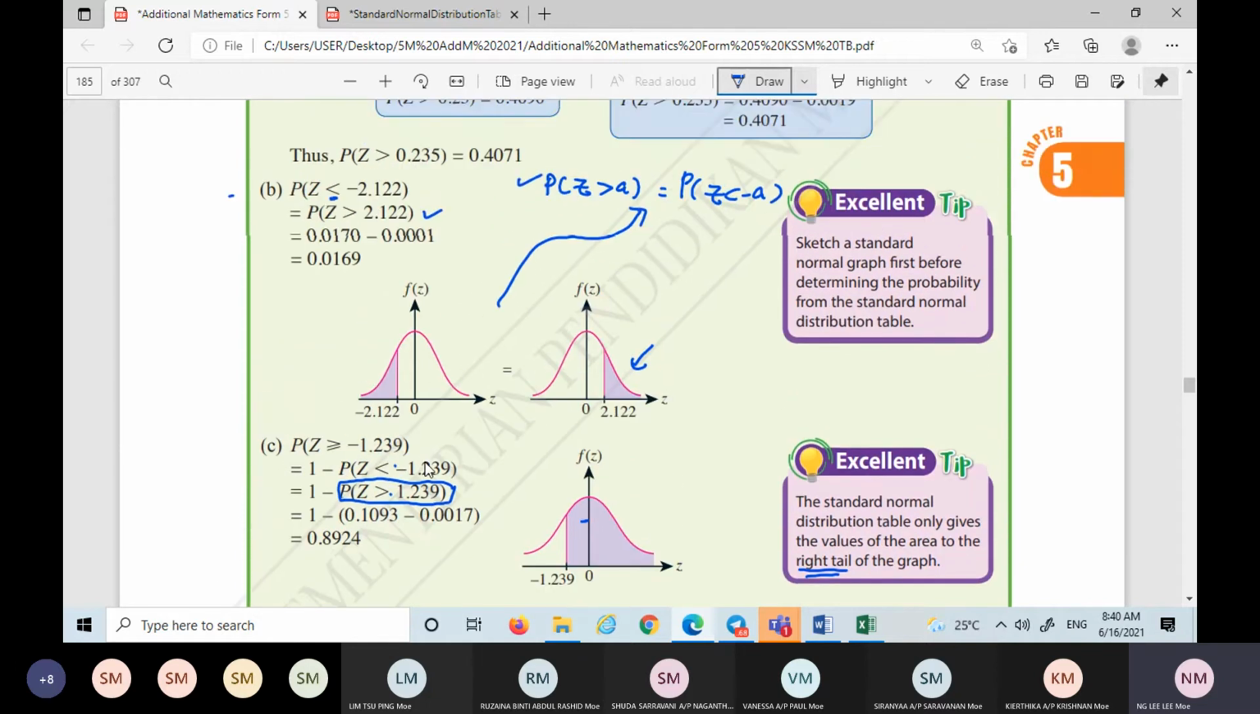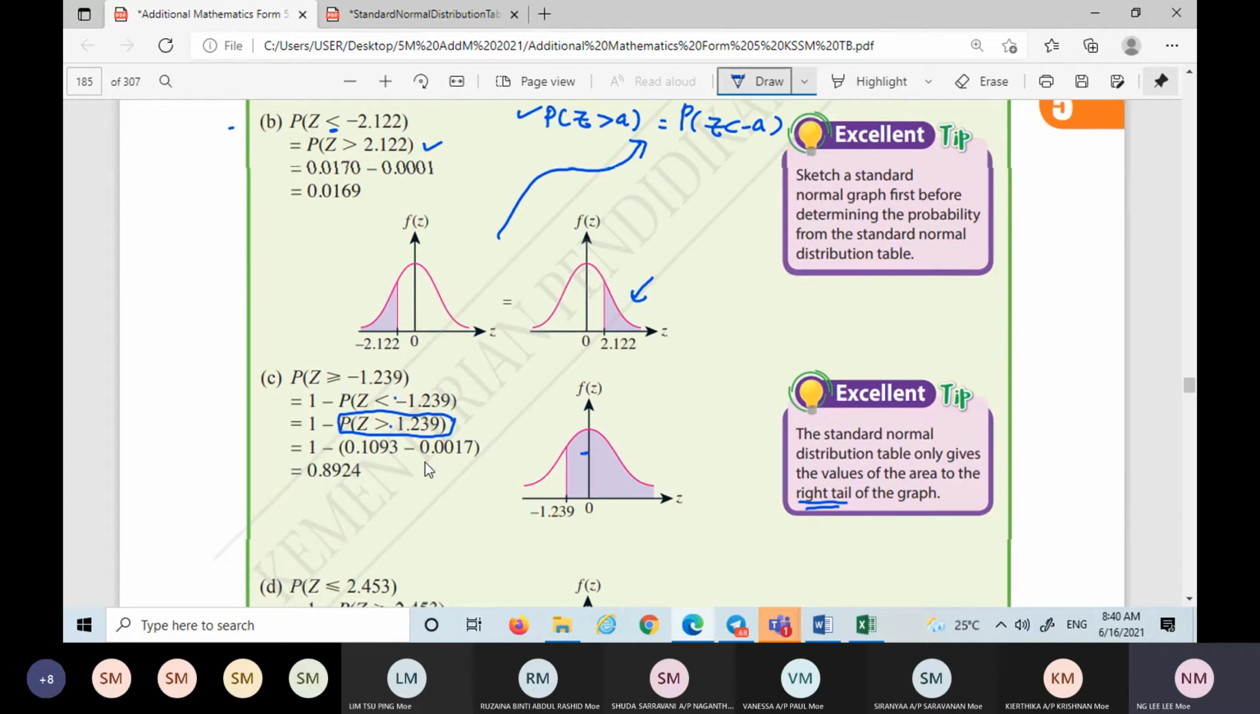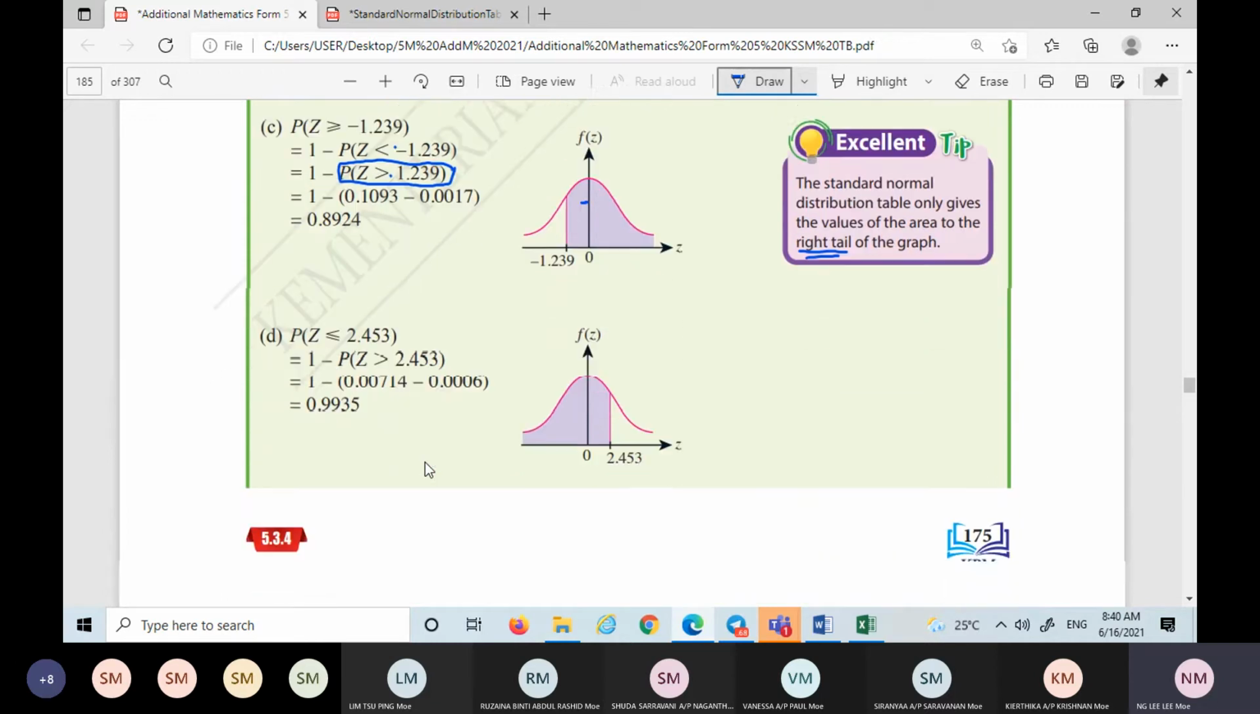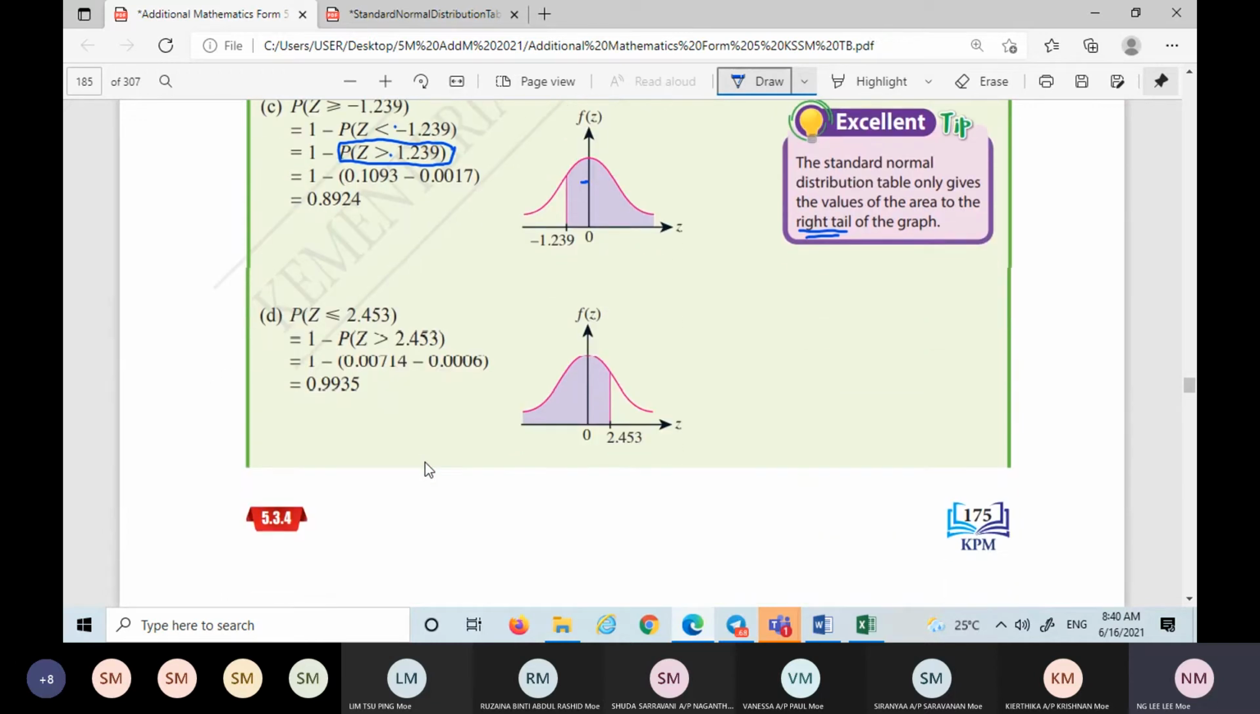So you see, different types. The A is a simple one. Okay, B, then C, then D. All are different types. So all these, you got to know how to do for every one of these examples, from A until H. Okay, now we come to D.